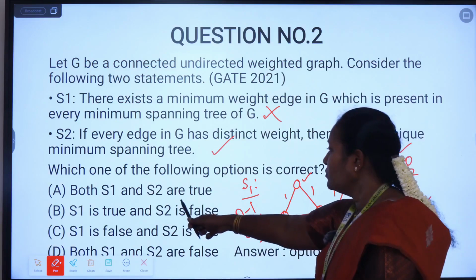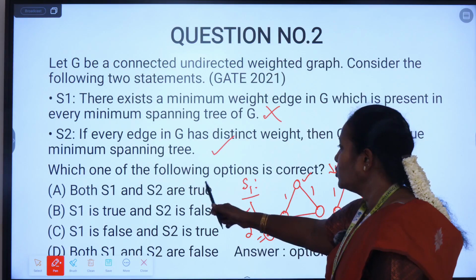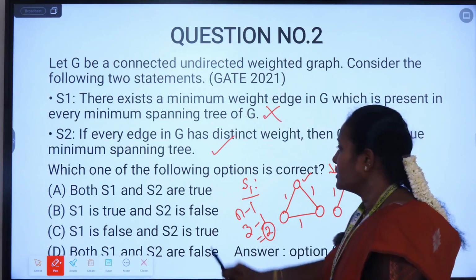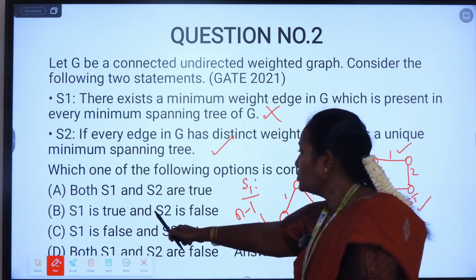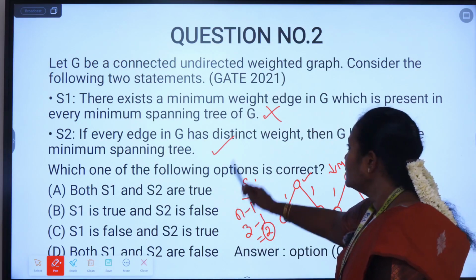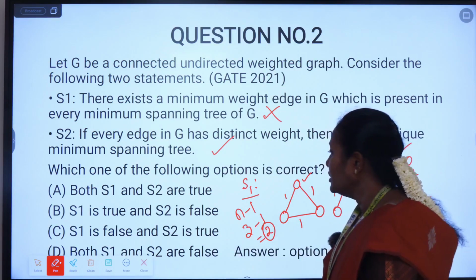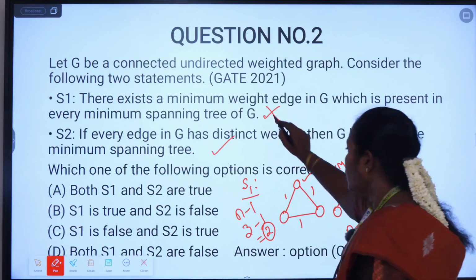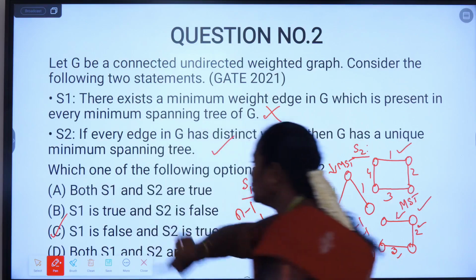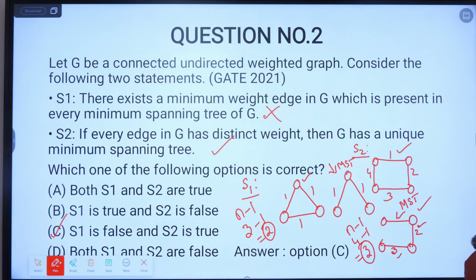So what is option number 1? Both S1 and S2 are true. This option is not correct since S1 is false. The second option is S1 is true and S2 is false. This option is also wrong. What is option number 3? S1 is false and S2 is true. So this is the correct option for this problem. This is question number 2.